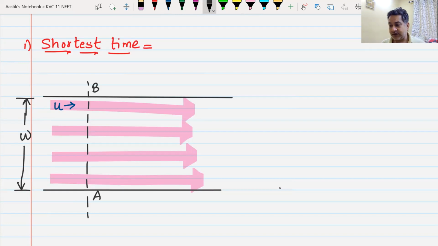How should he swim so that he crosses the river in the shortest possible time? This is not a question of physics. This is just common sense. I have to cross the river in the shortest time. How should I move? Tell me. How should you move if you want to cross the river?